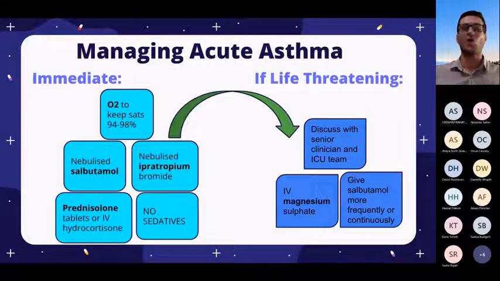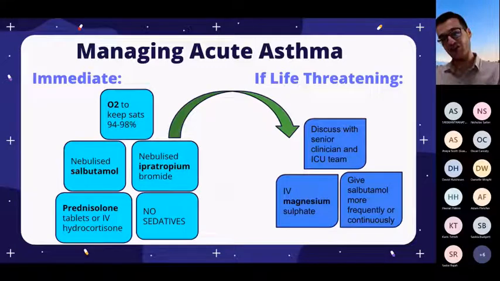And then we give them all the bronchodilators we can. We give them the beta agonist, salbutamol, in a nebulizer, so there's lots of it going to them, and then ipratropium as well. So that's the antimuscarinic. And then if the situation is life-threatening, you start to consider, are we going to need mechanical ventilation? Are we going to need the ICU team involved?